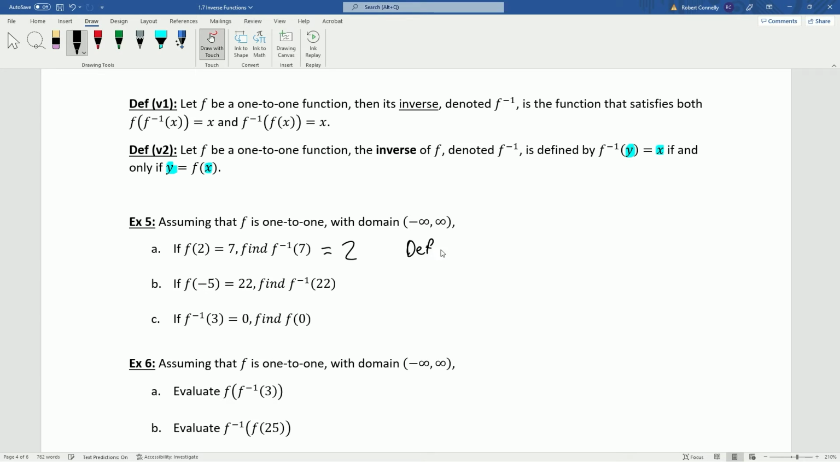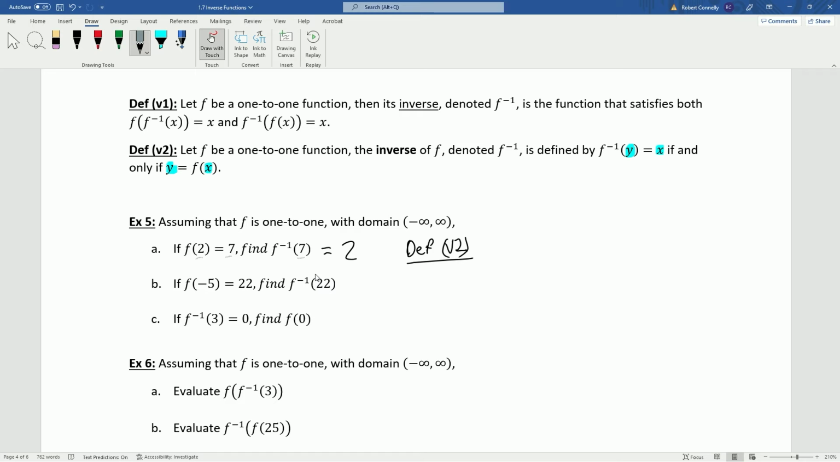Definition, version 2. This definition says that inverse functions switch inputs and outputs with the original function. My input here was 2, my output was 7. So now if I look at the inverse function and my input is 7, my output must be 2. That's all there is to it.